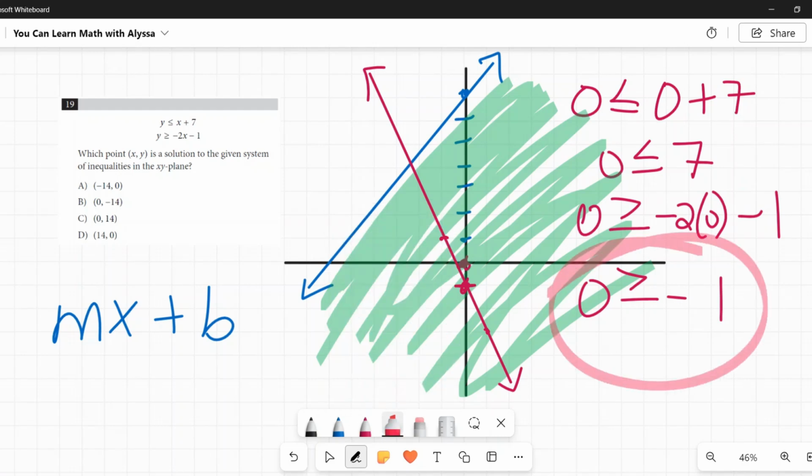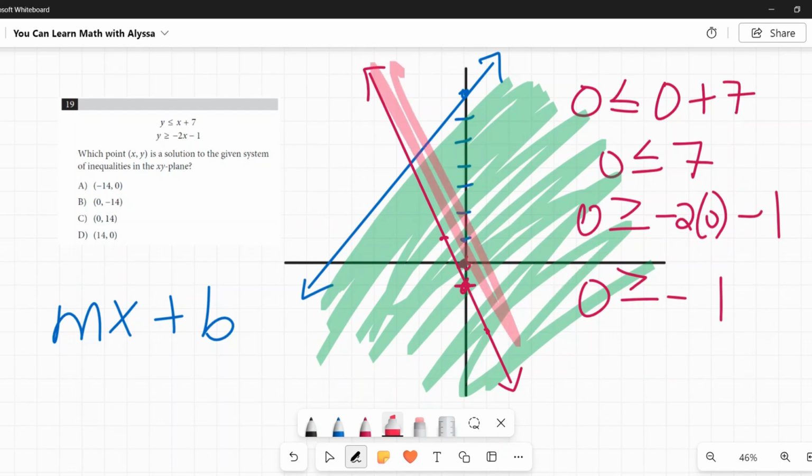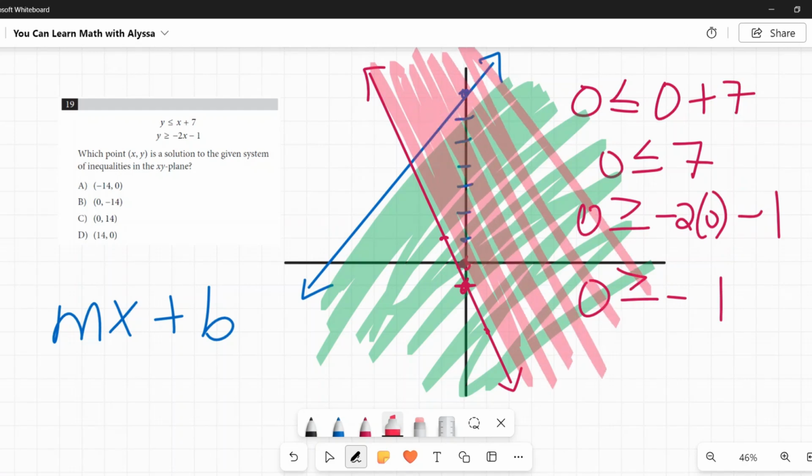If I had got a statement that was not true, I shade where it isn't. But because it's true, I shade where it is. So it's over here. And if you plug it into Desmos, this is what you're going to get. It's going to look like this.